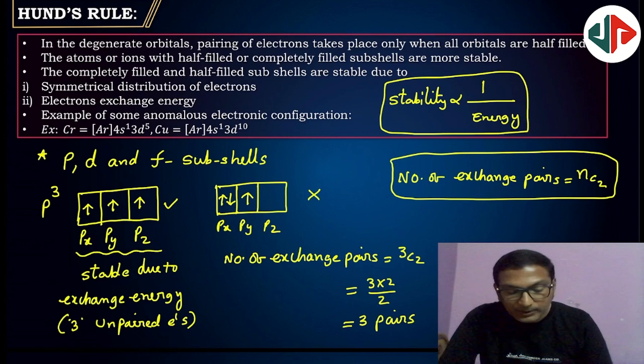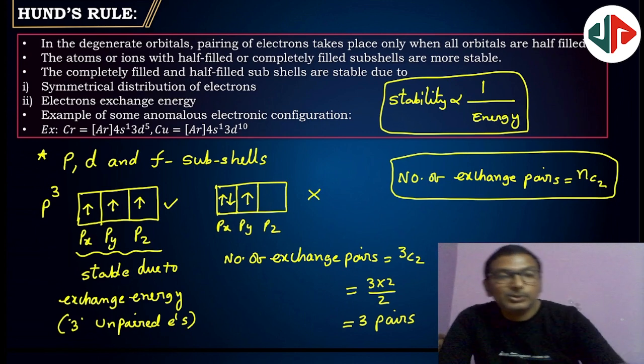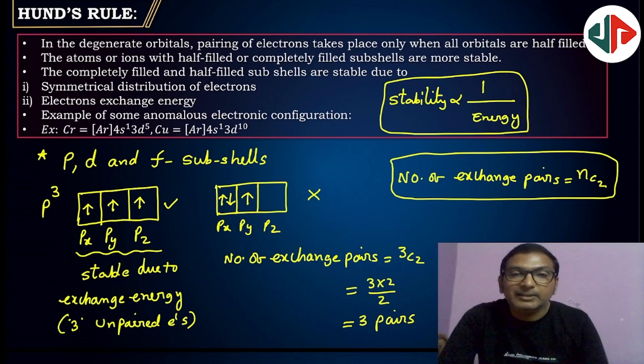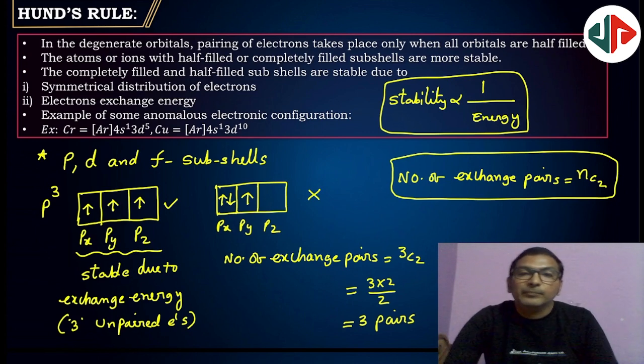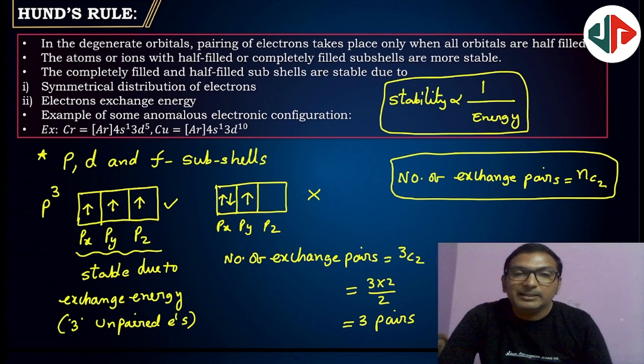Copper: 4s1 3d10. 4s1 is half filled and 3d10 is completely filled. So Hund's rule explains the stability of half filled and completely filled orbitals. In case of completely filled orbitals, stability is based on pairing up. In case of half filled orbitals, we can explain stability based on exchange energy. The more the number of exchange pairs, the more the stability of that configuration.